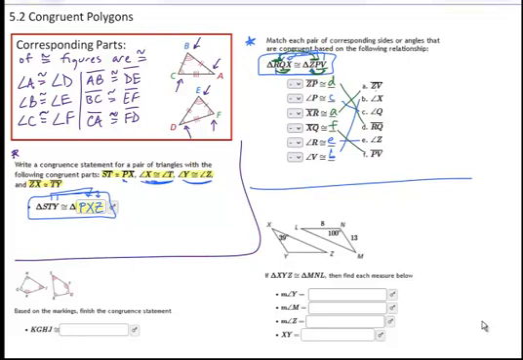Again, use the congruent statement to help identify what your corresponding parts are, and those corresponding parts are going to be congruent. All right, I want you to try that exact same thing over here with these quadrilaterals. Okay, can you find what the statement would be?